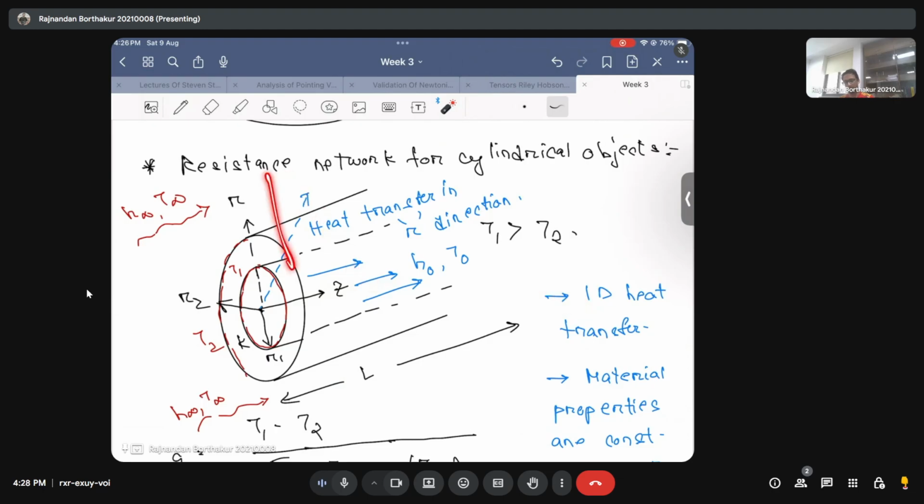In the other case, it will take place in the opposite direction if the temperature of this fluid is greater than the temperature of the fluid that is flowing inside the cylinder. But in practical applications, this is what they do basically. In order to transfer heat from one fluid to the other fluid, they place a pipe which is generally of very high thermal conductivity because you want the resistance to be minimum.